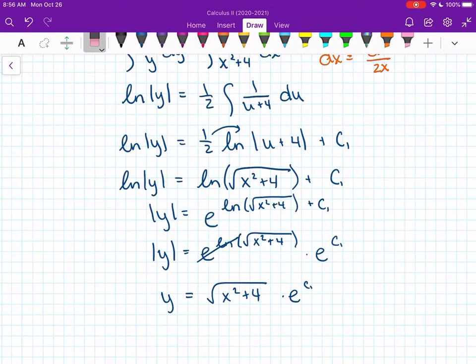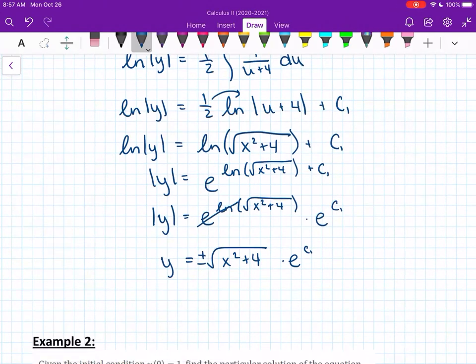And then if I wanted to get rid of my absolute value bars, I can do that. But the consequence is putting plus or minus on the other side. And then I can also, if I wanted to, combine that plus or minus with e to the c sub 1 as just a generic constant. And so I could say y equals c times the square root of x squared plus 4. So that c includes both the plus and minus and the e to the c sub 1.